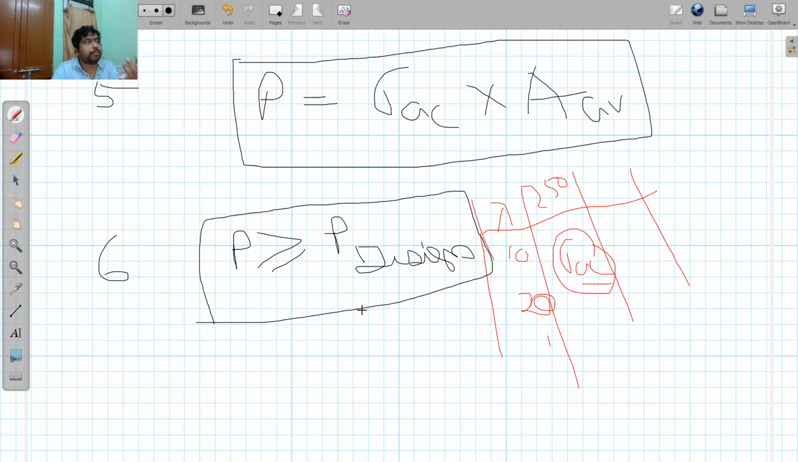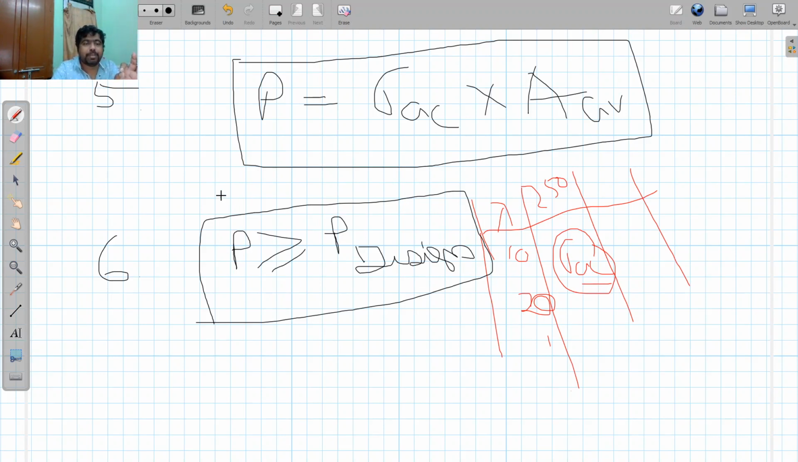How to redesign it? You have to choose another section whose sectional area is more than whatever sectional area you have chosen in the previous steps, or choose a section whose radius of gyration is more than the previous one. Okay, so if you choose a different section, then again you have to redo the same steps and check that your P value must be more than P design. Now there is a question, how much?